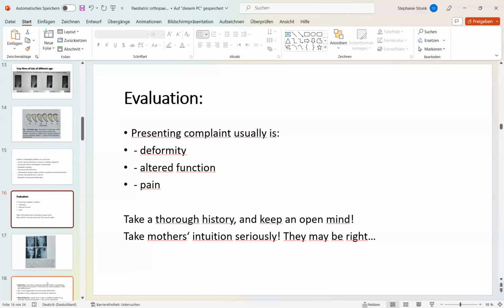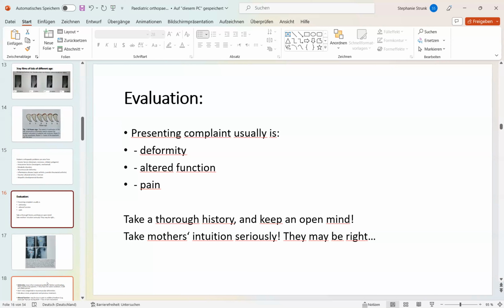The parents present their kid: look how his leg looks, he's walking indoor, like with the internal rotation of the foot, or he has flat feet. So they're complaining about deformity. They're complaining about altered function. Something is not really working. And of course, they're complaining about pain.